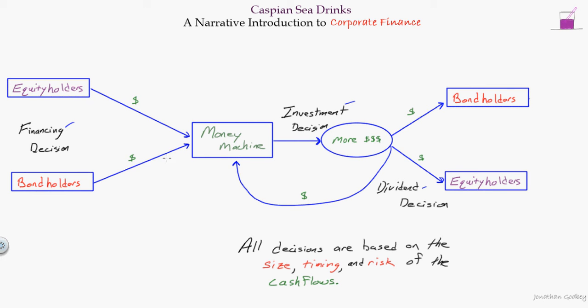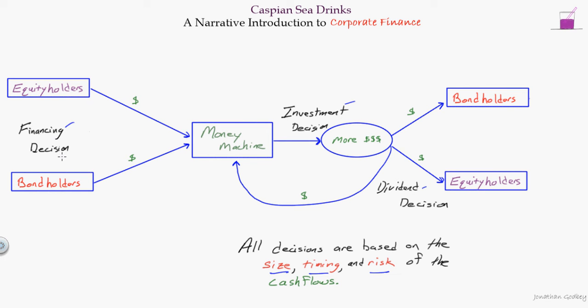I'm going to take that money and I'm going to invest it. Whatever I do, if Caspian Sea Drinks, I'm making some kind of drink out of plums. Maybe I'm going to make a diet drink. Maybe I'm going to expand and do something different. But whatever it is, that's my investment decision, how I spend that money. And then there's also the dividend decision we won't have to focus on right now. But all these decisions depend on the size, timing, and risk of the cash flows.